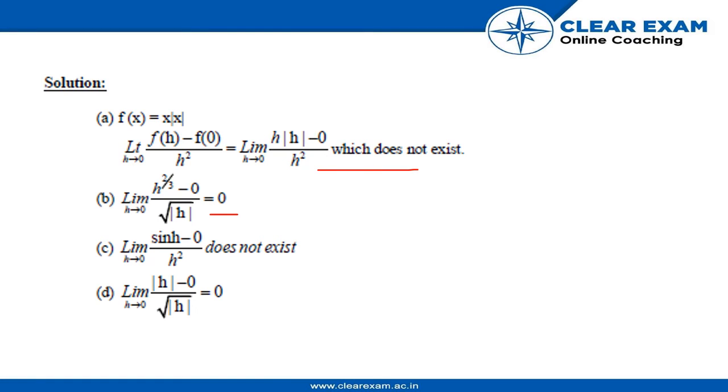C part: the limit as h tends to 0 of (sin of h minus 0) upon h square does not exist. D part: the limit as h tends to 0 of (mod of h minus 0) upon under root of mod h, which is equal to 0.